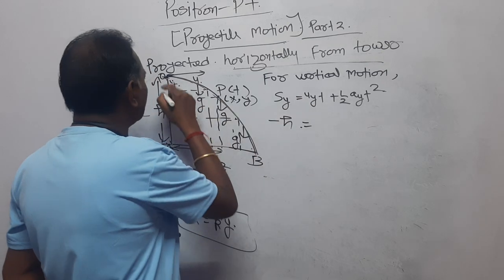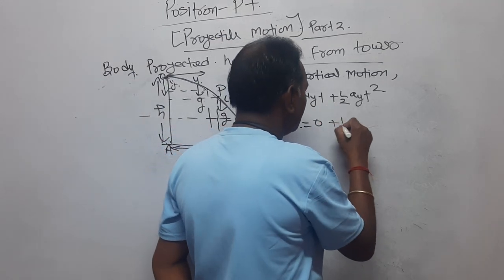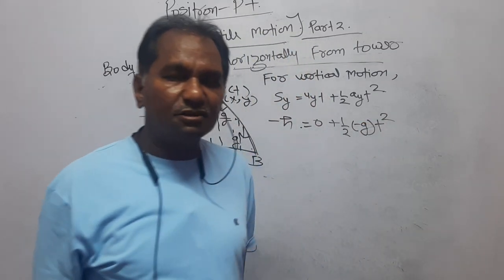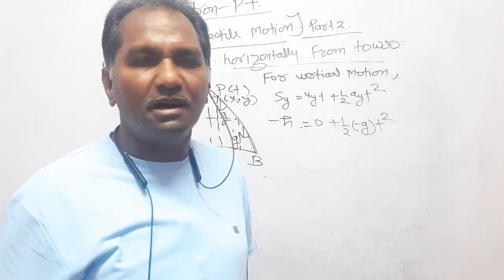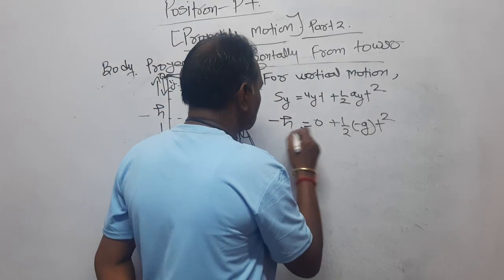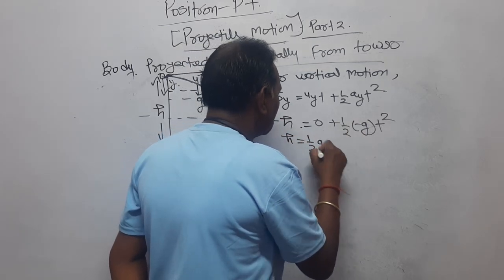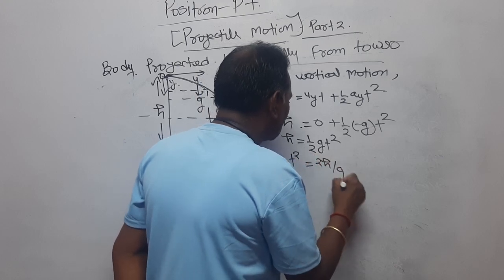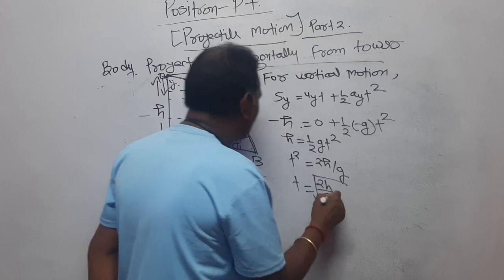Ui, the initial vertical velocity, is 0. So it becomes 0 plus half, ay is minus g. What I have said is that acceleration due to gravity is always acting vertically downward. It does not matter whether the body is going upward or downward. So dear students, minus minus will be cancelled. You will get h equal to half g t square, or t square equal to 2h upon g, or simply t is equal to root 2h upon g. It is the time of flight in this case.